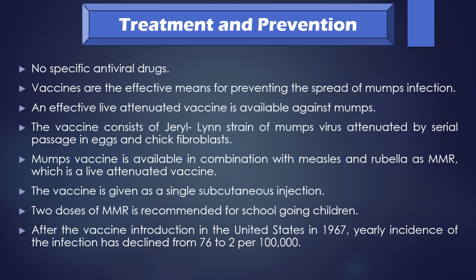Since the introduction of the vaccine in the United States in 1967 and its administration as part of the MMR vaccine, the yearly incidence of infection has declined from 76 to 2 cases per 100,000.